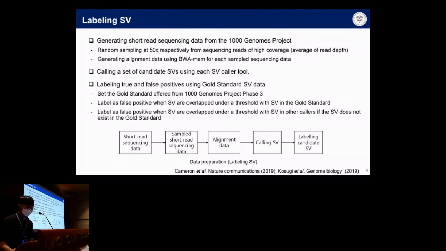Each SV call made by the tools was compared with the gold standard SV dataset. We labeled SV calls as true positive when they overlap 90% with a structural variation in the gold standard. If not, they are determined as false positive. And if a dataset had no gold standard, we labeled a structural variation call as true positive when it overlaps 90% with a structural variant in other callers.